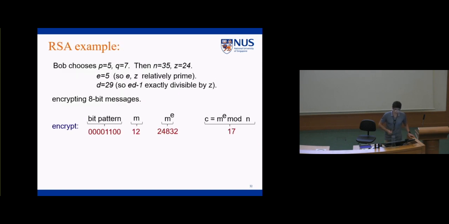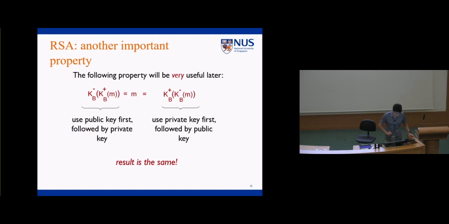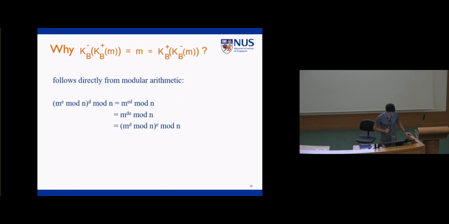There is an example here, so you can just try out with the exponentiation. I won't go through that. And one other important property we discussed was that it doesn't matter whether you encrypt with the private or public key first, you still get the same message when you encrypt consecutively. And here is the proof for that.